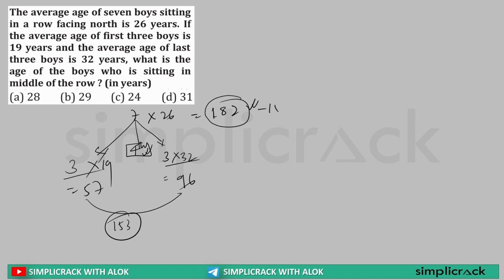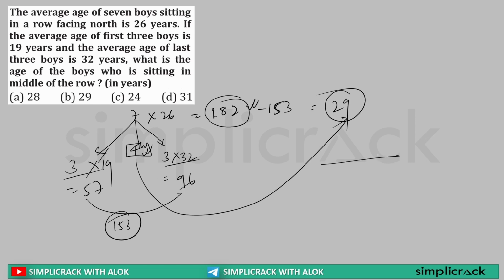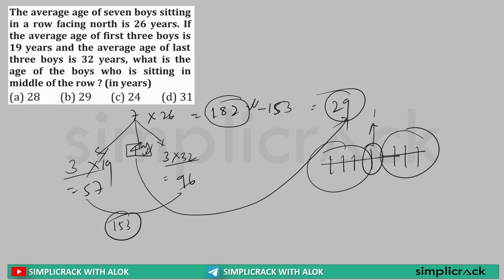So 182 minus 153. 182 minus 153 is equal to what, sir? 29. So 29 is the age of what, sir? The 4th number. And the 4th is what? Sir, the student who sits in the middle, because here are 3 students, here 3 students. He is the middle one. Yes or no? So it is asked what is the age of the boy who is sitting in the middle. You should not be confused here. Middle means the 4th student here. So the age of the 4th student is 29. Clear or not?